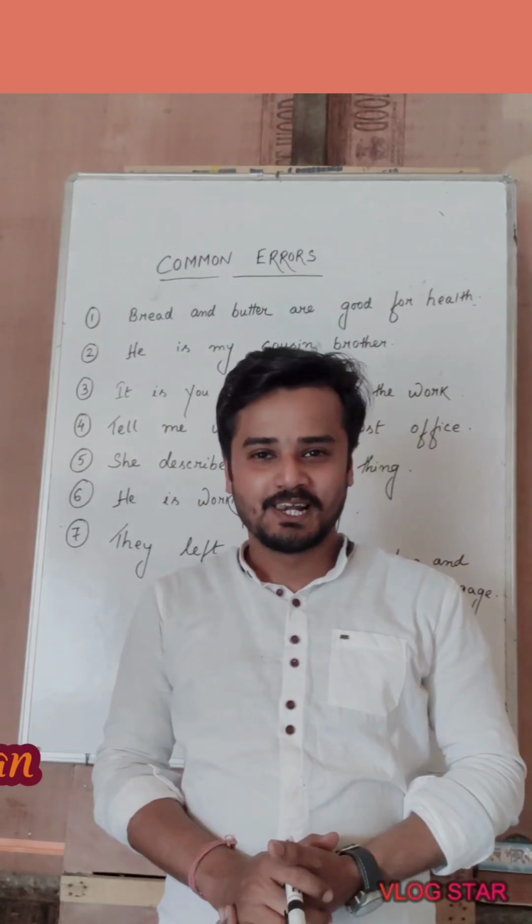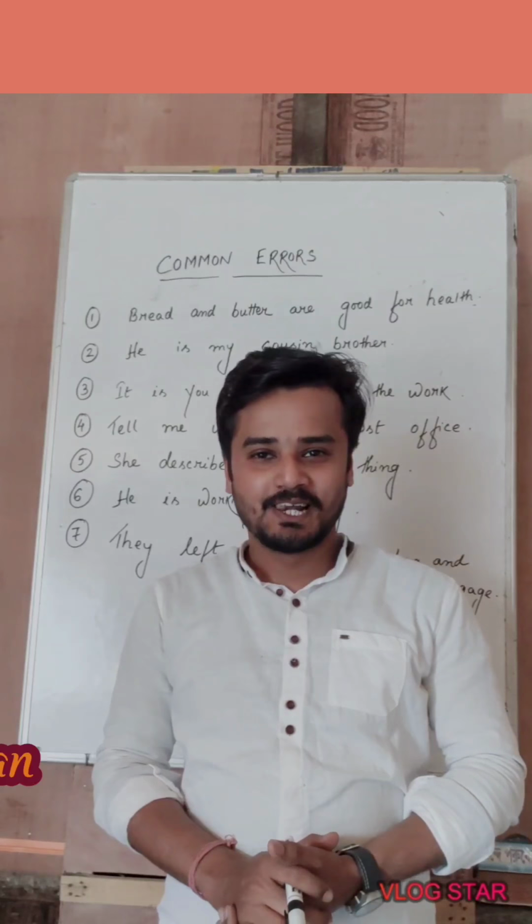So these are the 7 sentences which are very common and we often make mistakes while writing these. So let's start. The first sentence is: bread and butter are good for health. Here we see that we are talking about bread and butter and we are talking about their benefit. We are talking about that these are beneficial for our health, these are good for health.